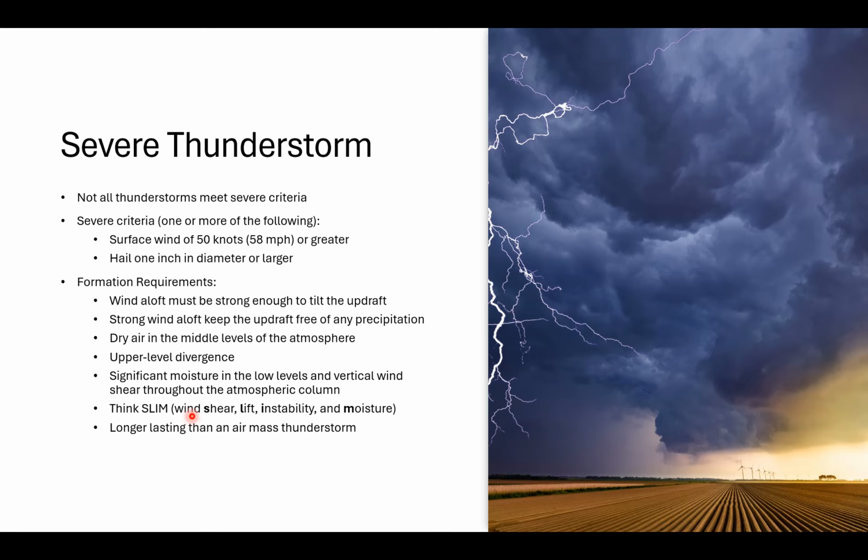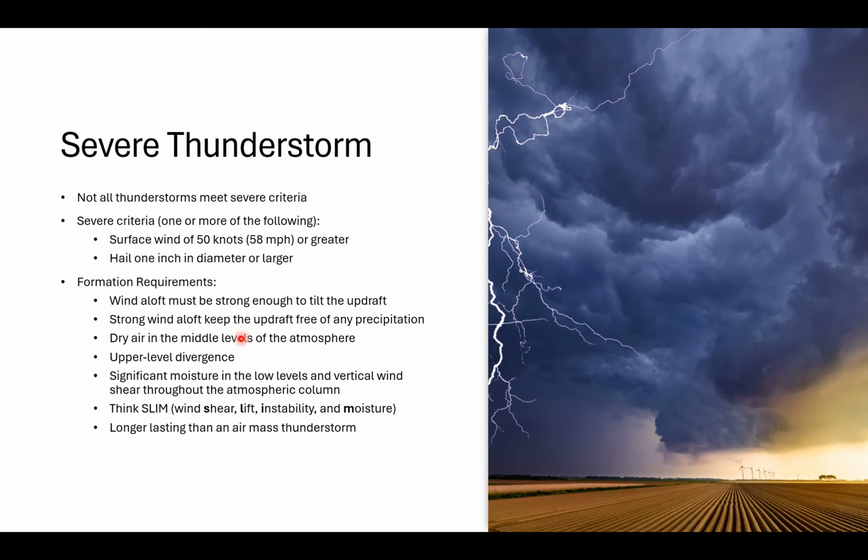What was missing in the basic thunderstorm formation was wind shear. But with severe thunderstorms, we have shear, we have lift, we have instability, and moisture. So that's SLIM, S-L-I-M: shear, lift, instability, and moisture. That shear is going to allow for rotation of updrafts. Severe thunderstorms are longer lasting than their air mass thunderstorm counterparts.